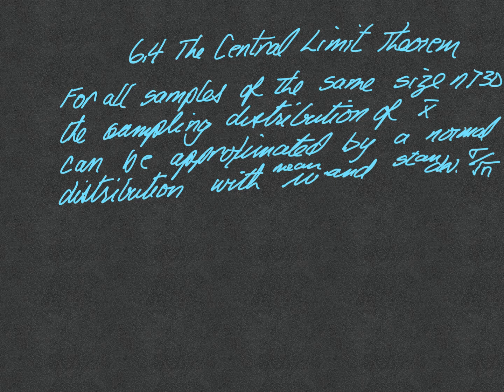And it says for all samples of the same size n greater than 30, the sampling distribution of the sample mean, which we did an example of in class, in which you have done at least one problem in 6.3 on, can be approximated by a normal distribution with a mean mu and a standard deviation sigma over the square root of n.